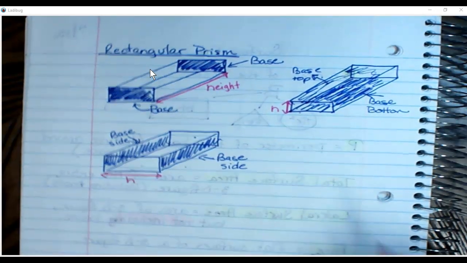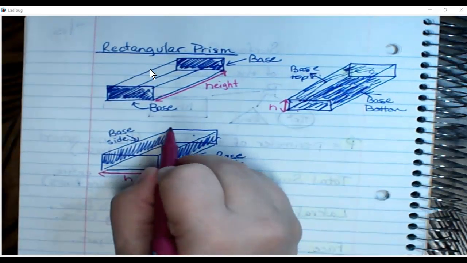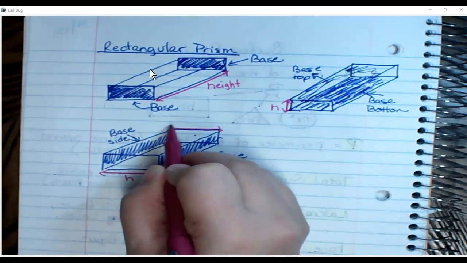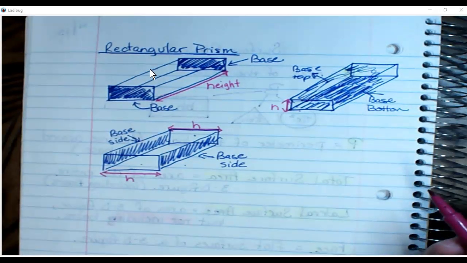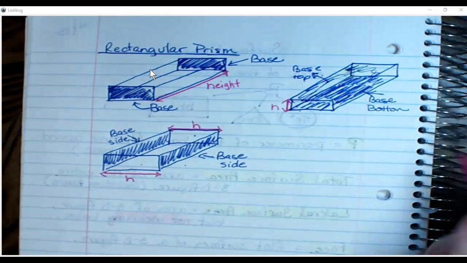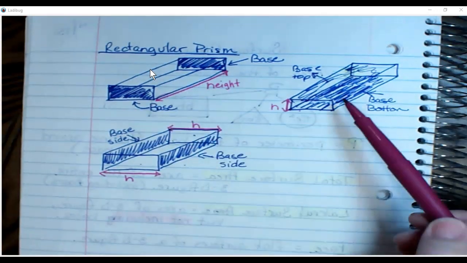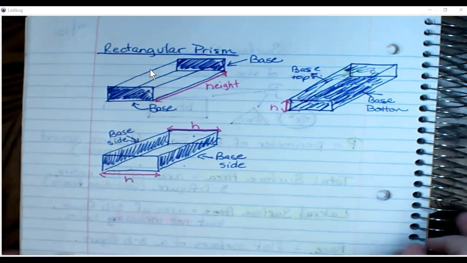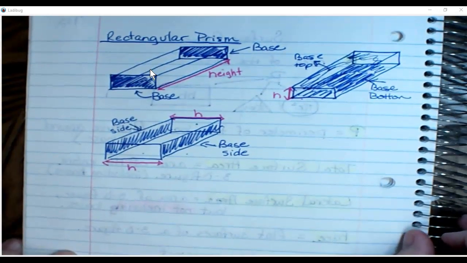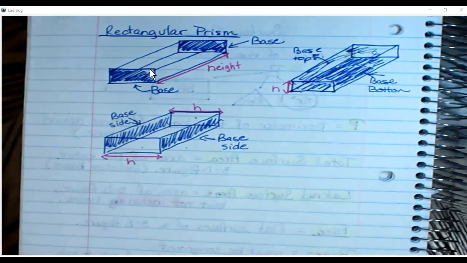That's the height. I could also label it back here, because remember, the opposite sides are congruent. So that is still the same distance. It is still the height of that prism. Okay? So again, it doesn't matter on a rectangular prism which side is considered the base. It all depends on the problem and who's creating it and what they determine is the base of the rectangular prism. Okay?